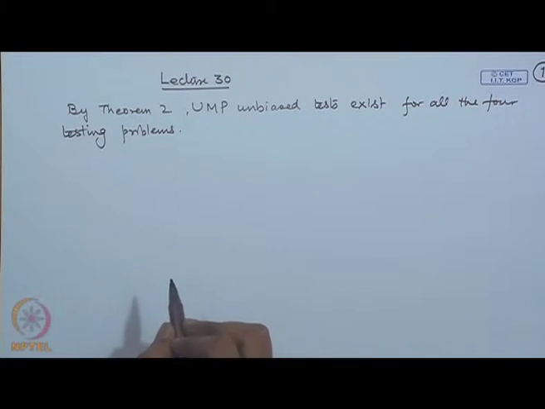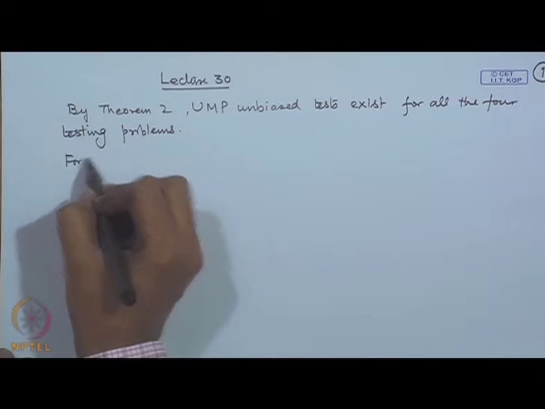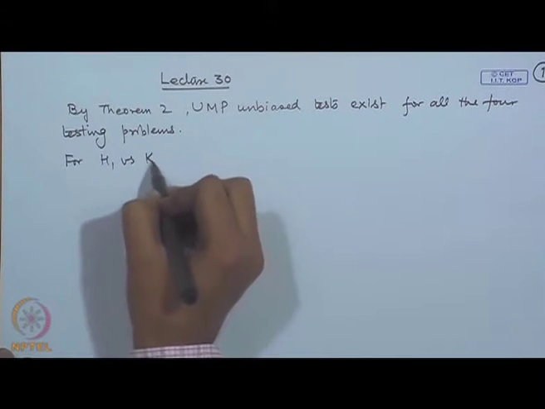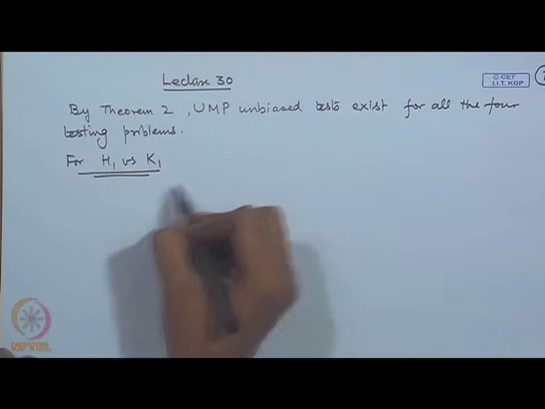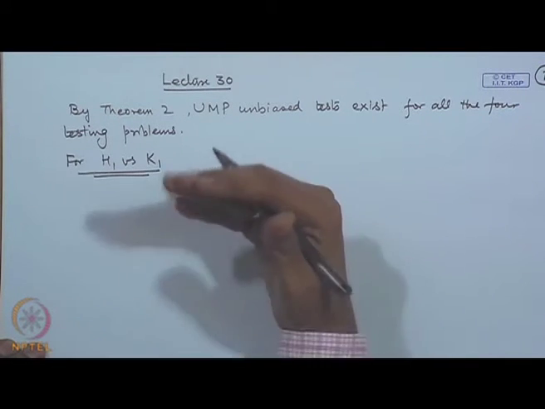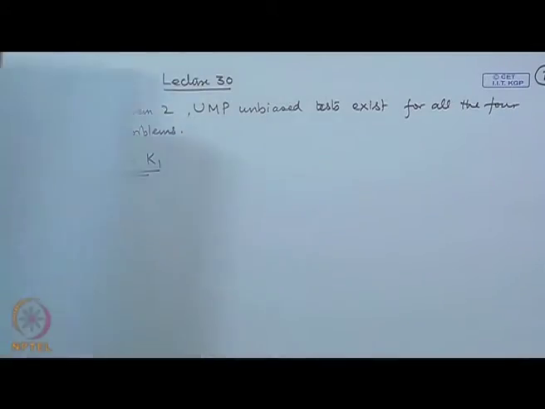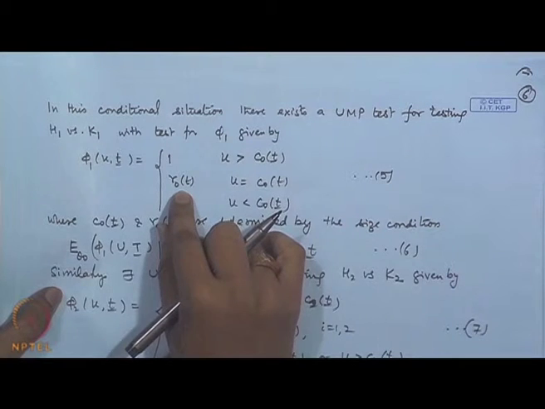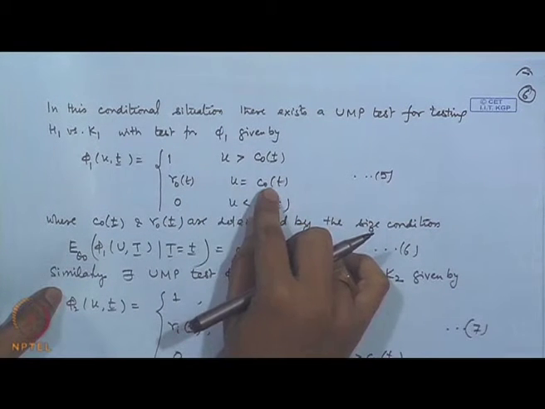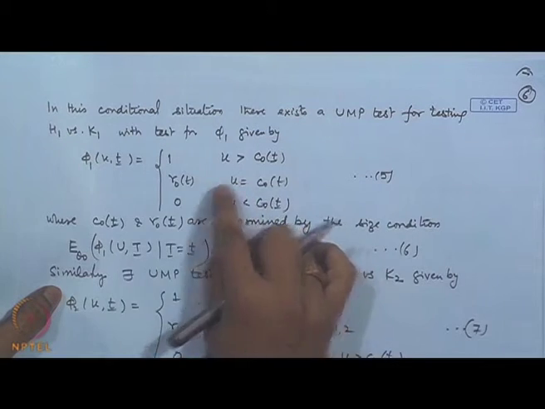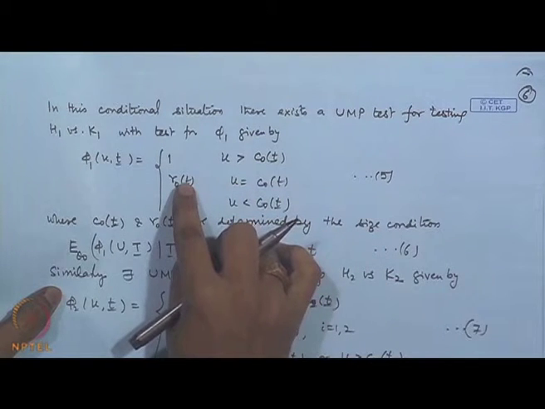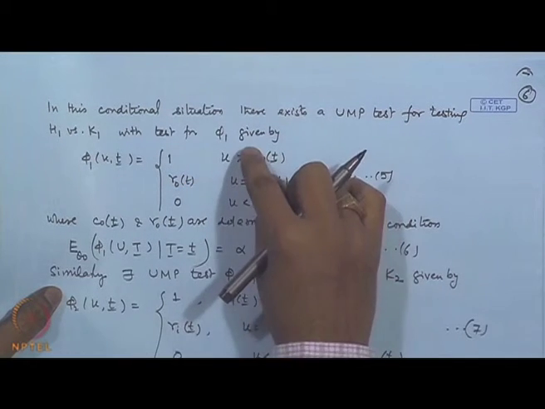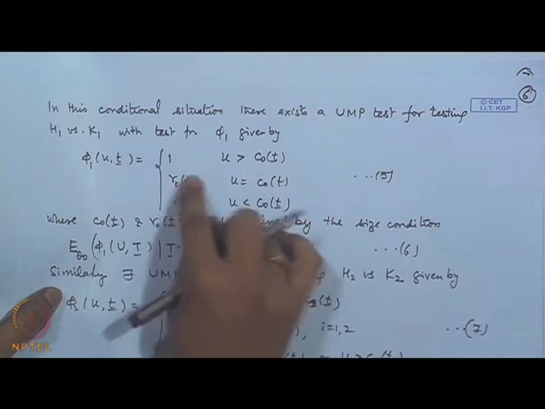So, let me take up H 1 versus K 1. Now we are dealing with continuous distributions. Therefore, in the test function, the term gamma naught I need not write, because the probability of u equal to c naught t will be 0. So we do not write this, rather we incorporate it in either this part or here. If I take this to be 0, for example, then this will be incorporated here.